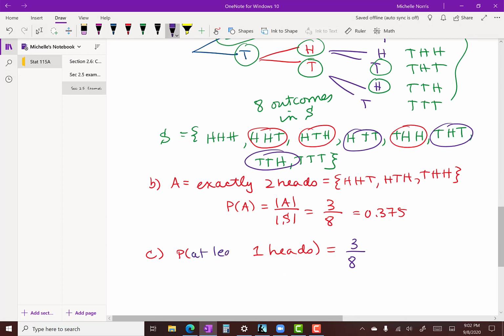At least 1 heads would be all of the purple outcomes that I already circled. Those have exactly 1, plus the outcomes that have 2 or 3 heads. So HHH, HHT, HTH. Okay, so the only one it would not include is TTT. So there are 7 here. 7/8 is going to be my answer.